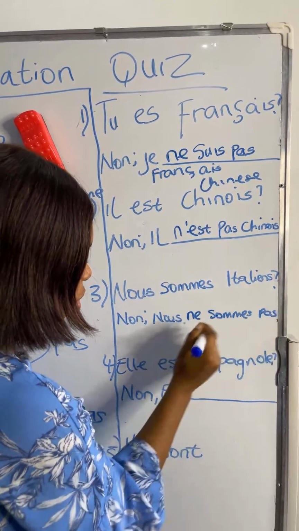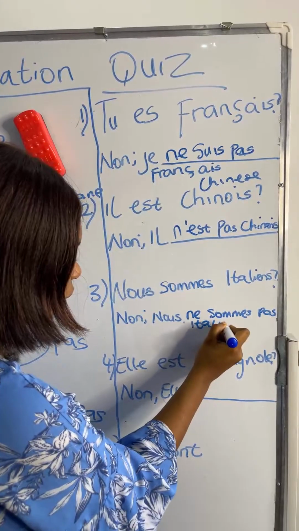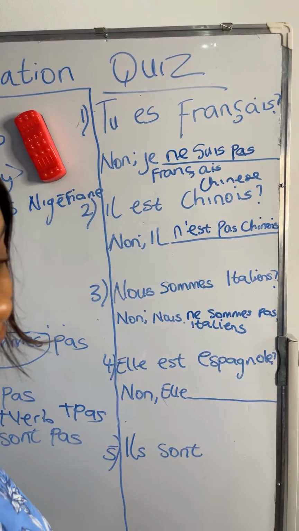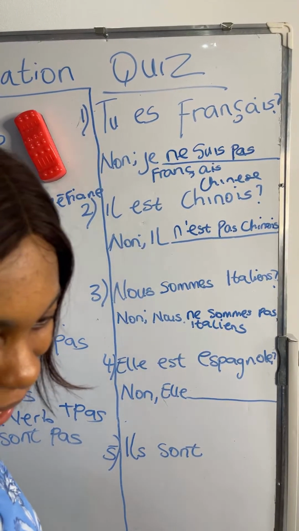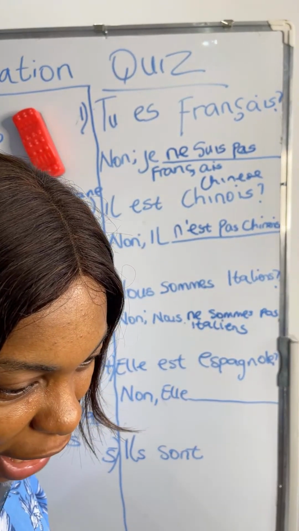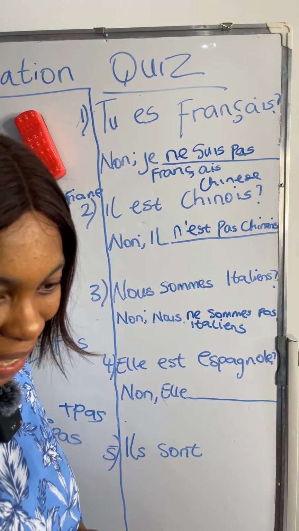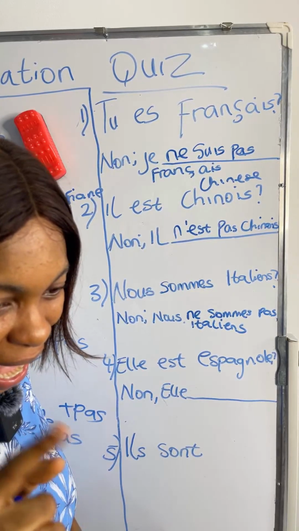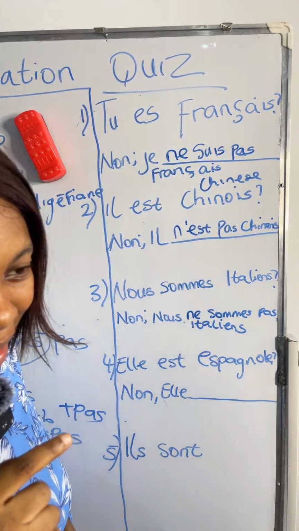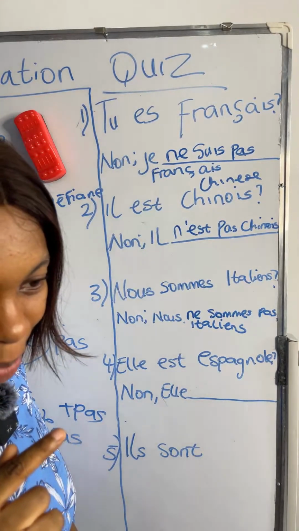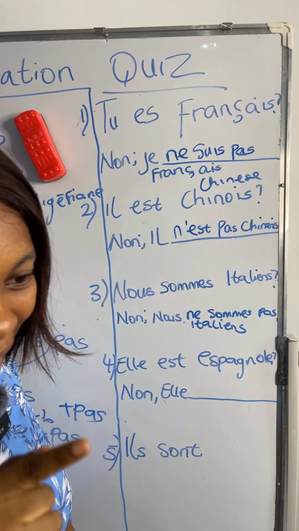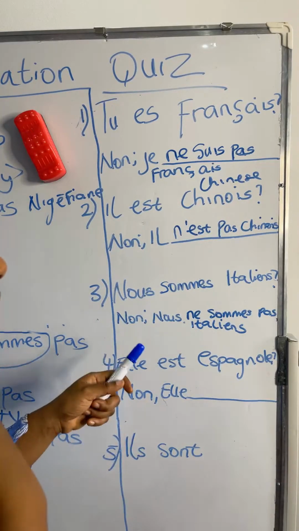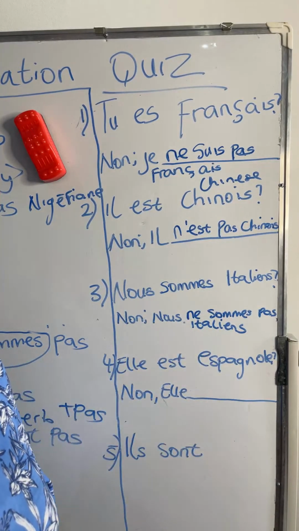Let me just clean this. Italiens. So that is correct. Okay, but Yvonne, I'm going to tell you that the spelling of Italian is not entirely correct. Even I'm seeing that you wrote O. No, it's Italiens. So Yvonne, please take note of that, okay? So nous ne sommes pas Italiens with an E, not O.